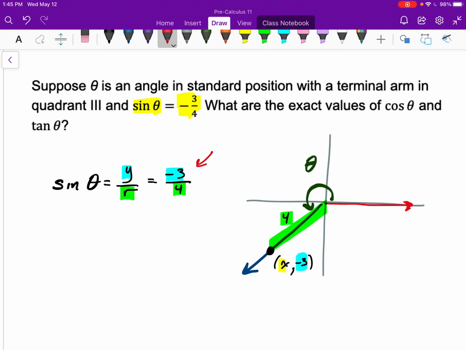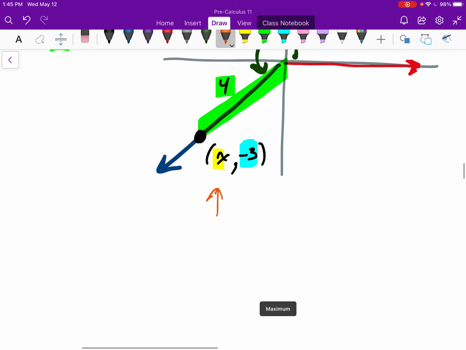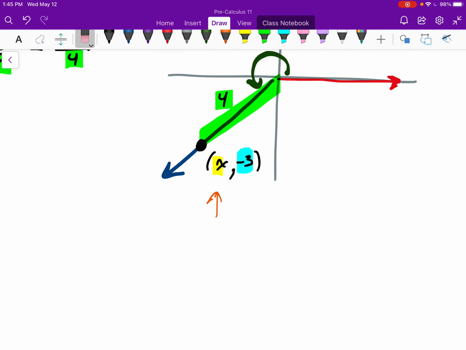Again, sine is y over r. And so suddenly, this question is getting less and less abstract. If I want to figure out the exact values of cosine and tangent, I need to figure out this x value first. And now I can start to piece this together quite nicely, because I can use the Pythagorean theorem, or this equation, x squared plus y squared equals r squared, to figure out x, because I know y and r.